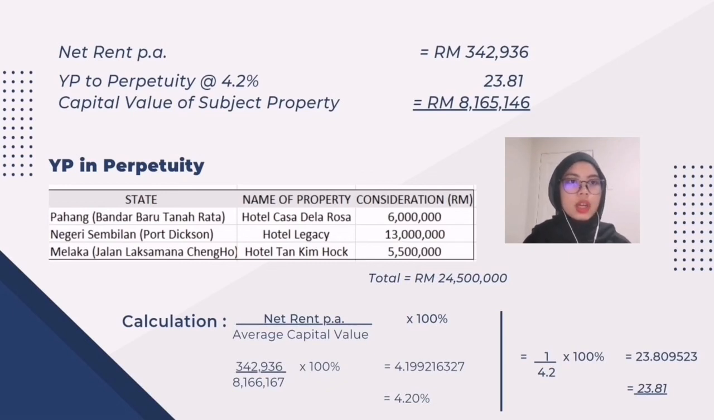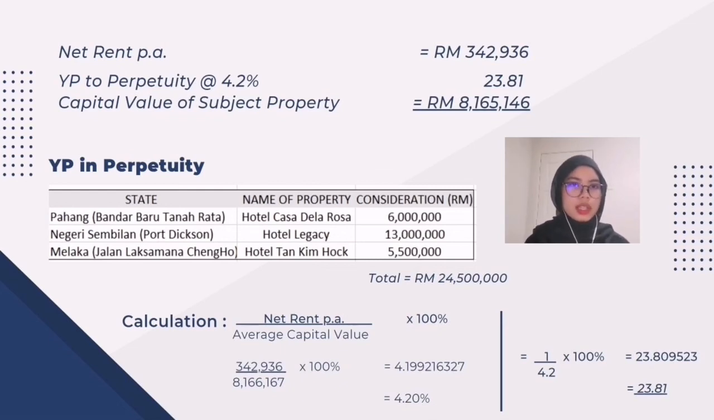But in order to calculate the YP in perpetuity, we need to take the average, so that amount will be divided by 3. The formula that we use to calculate the YP in perpetuity is net rent per annum divided by the average capital value, times 100%. As we already have the amount of net rent per annum, we only need to calculate the average capital value here. When we round up the answer, we get 4.2% for the YP in perpetuity.